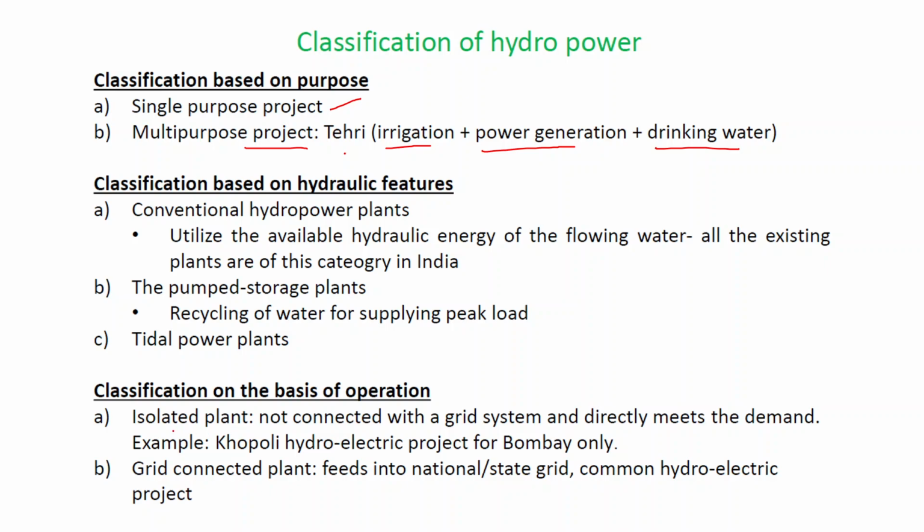Classification on the basis of operation, that is the isolated plant and grid connected plant. Isolated plants are basically where a single plant is used for a single purpose and single area only, not connected widely to different areas. For example, this Khopoli hydroelectric project is used for Bombay only. And grid connected plants are connected nationwide or state wise. Okay.